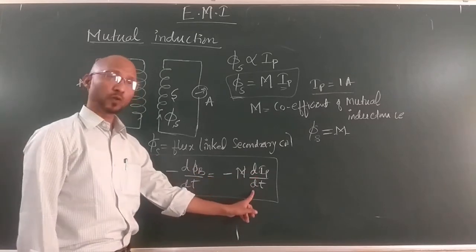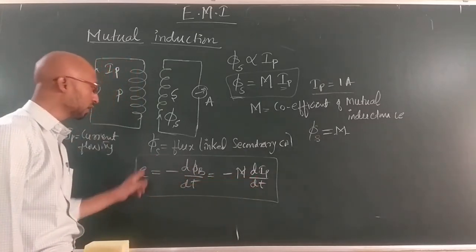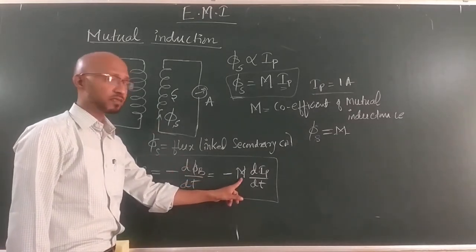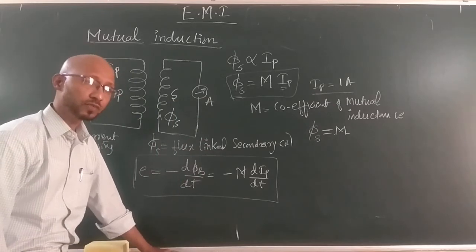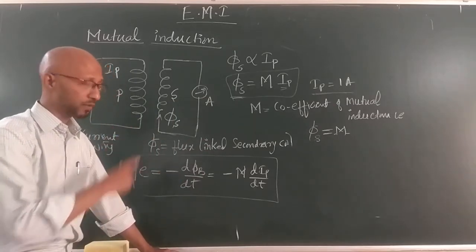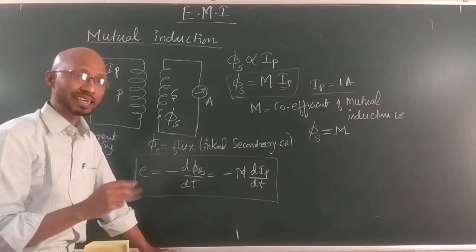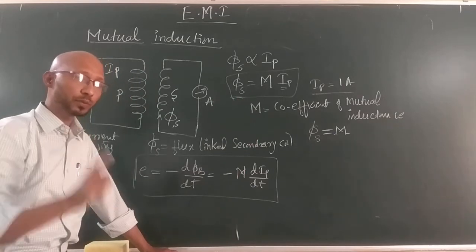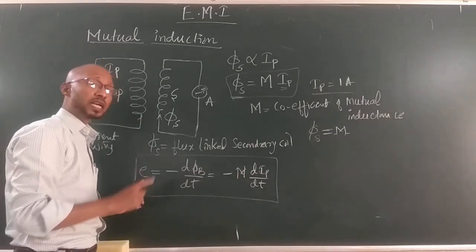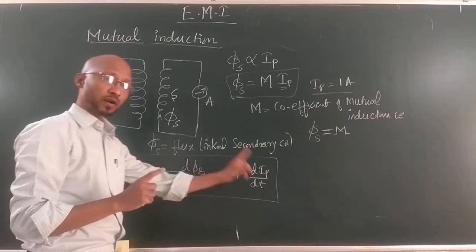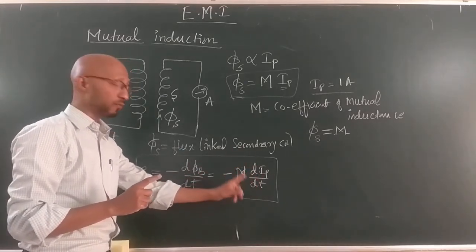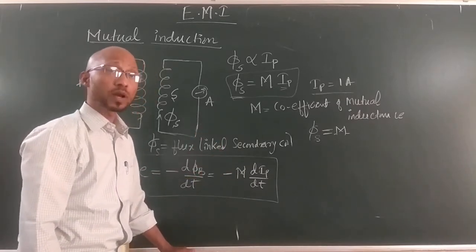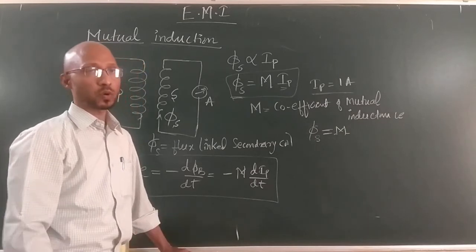Now, if this rate of change of current is 1, the induced EMF in a secondary coil is numerically equal to the mutual inductance. Once again, as we have three definitions for self-inductance, we also get three definitions for mutual inductance. The mutual inductance is numerically equal to the induced EMF in a secondary coil when the rate of current flow is 1 ampere per second in a primary coil.